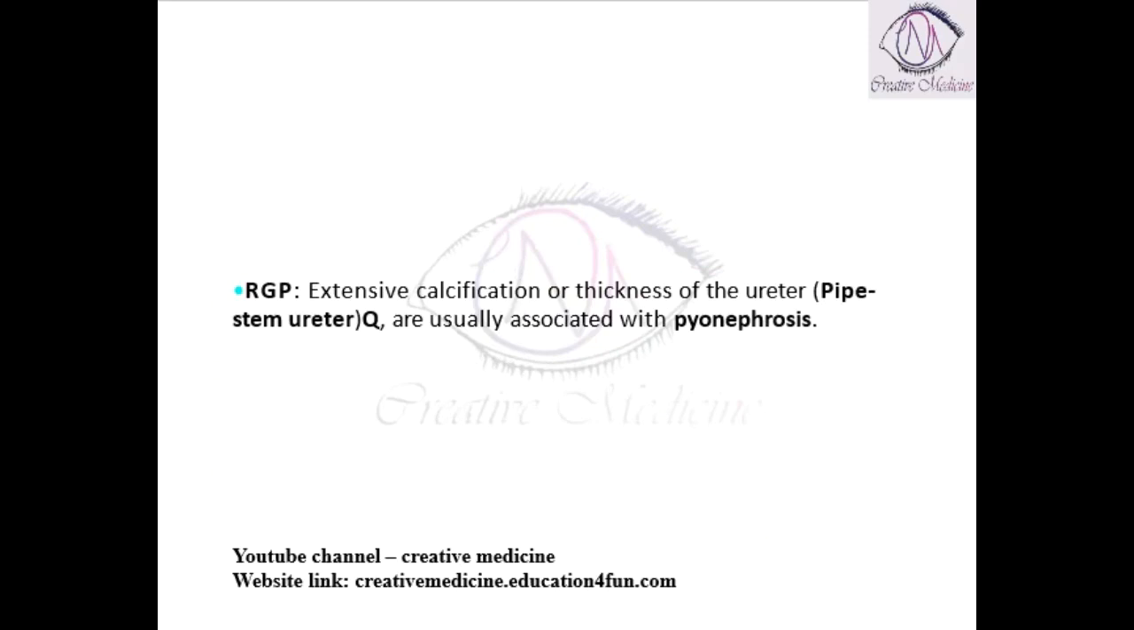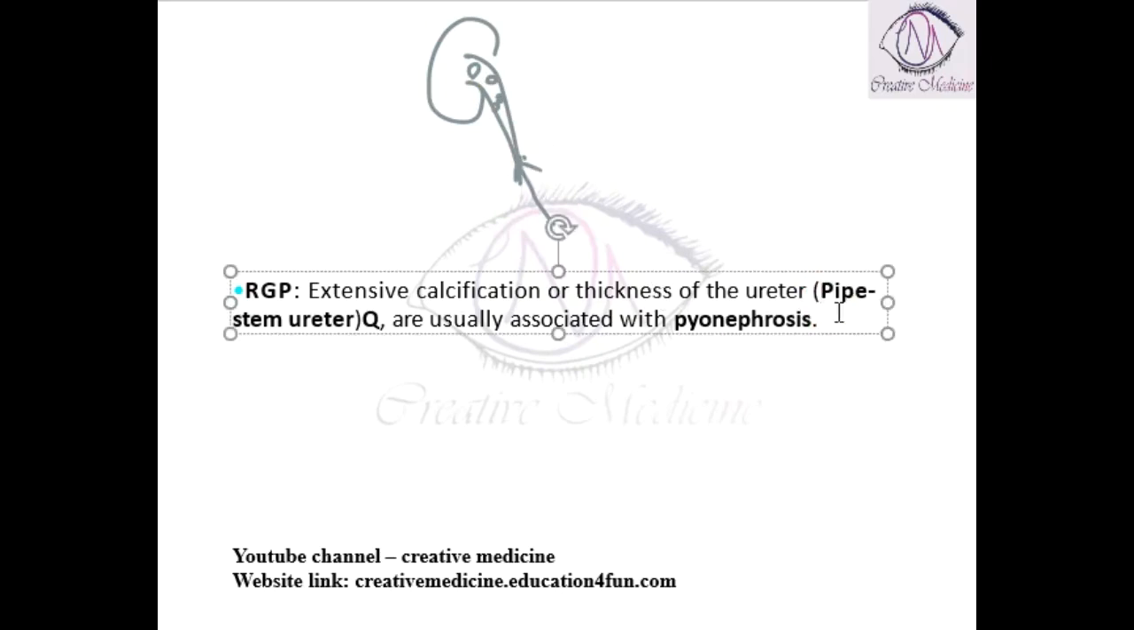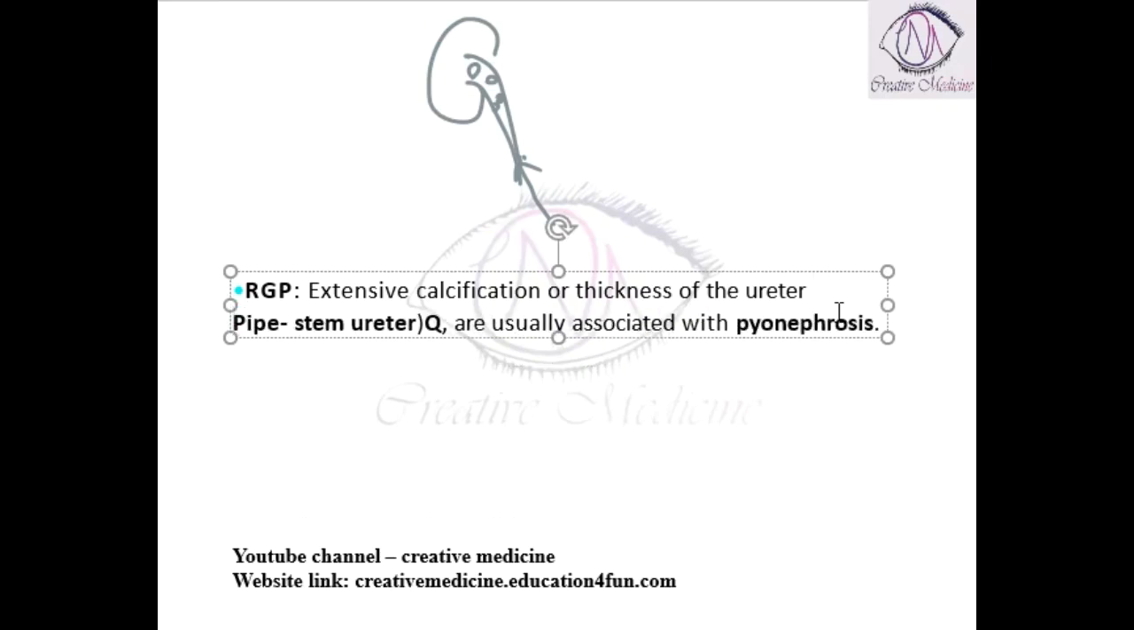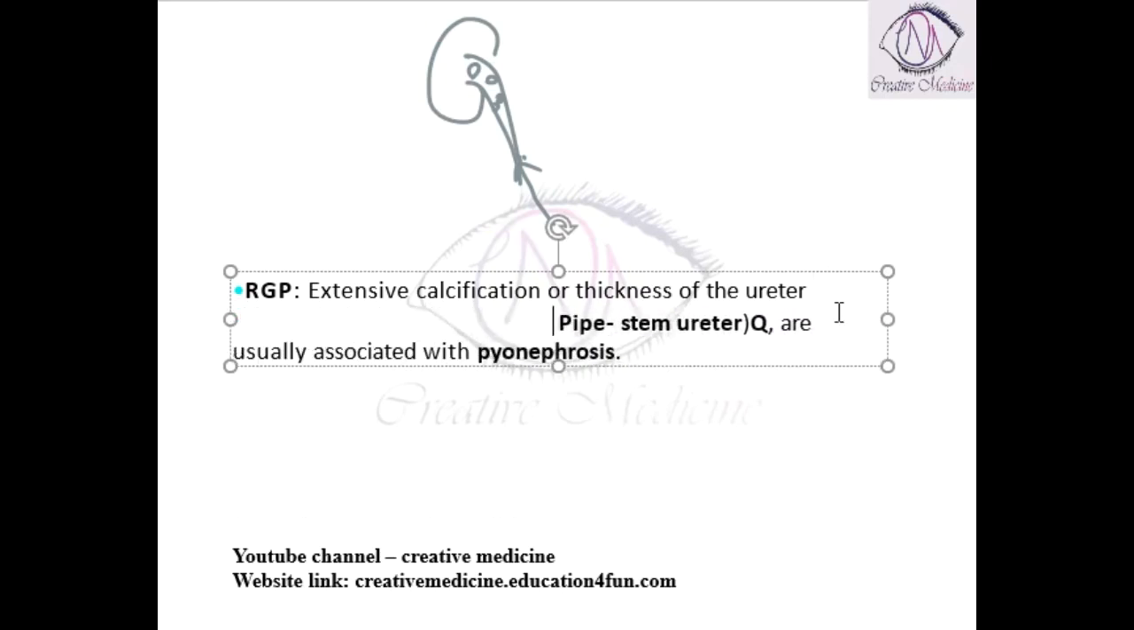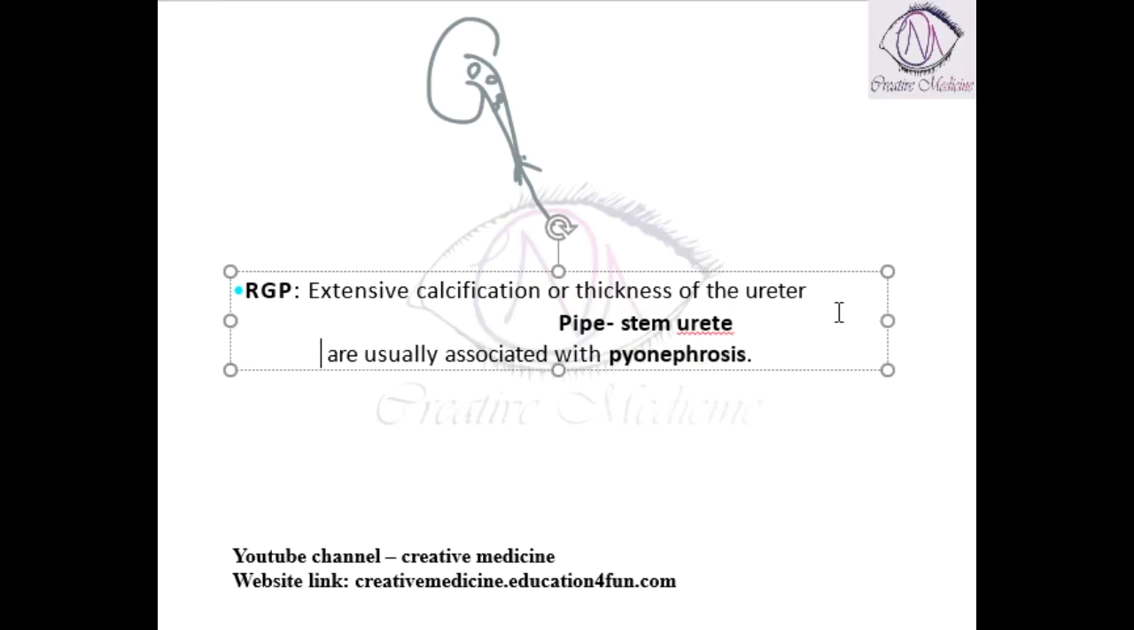Then you can also do retrograde pyelography. In retrograde pyelography, if you pass a dye, you will see extensive calcification and thickening of the ureter. This thickened ureter is called pipe stem ureter. Okay, this calcification and thickening of the ureter is seen, and it is also associated with pyonephrosis.